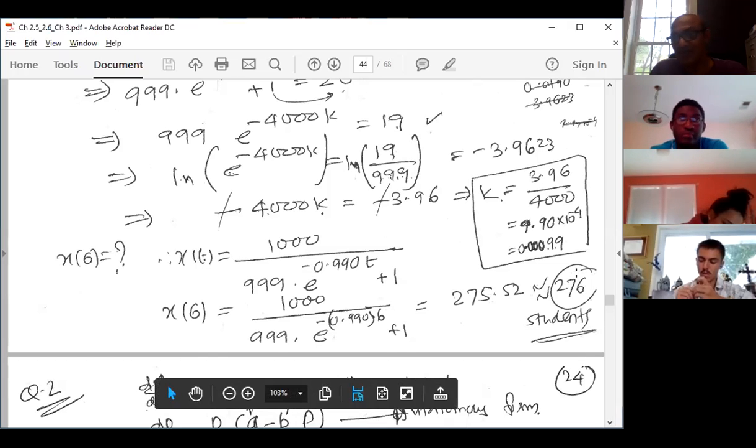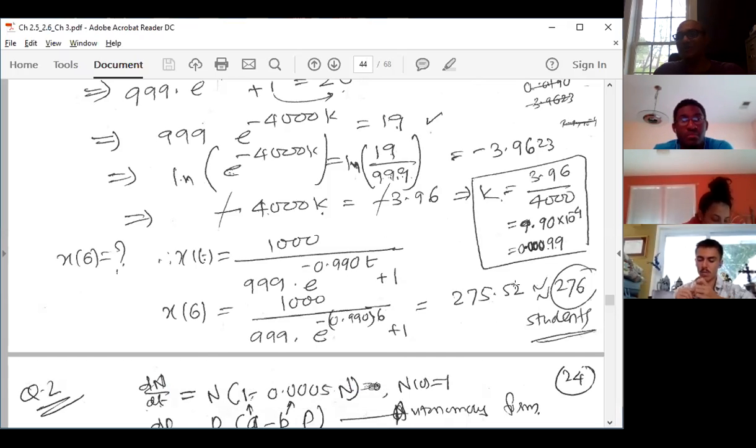So 276 students. That means, see, in just the first 4 days, 50 students were infected. But now these 50 students are also spreading the virus to the other community. And that's why the number is increasing rapidly. So 276 students will be infected in 6 days. That means whatever steps you want to take right now to decrease the spreading of virus.